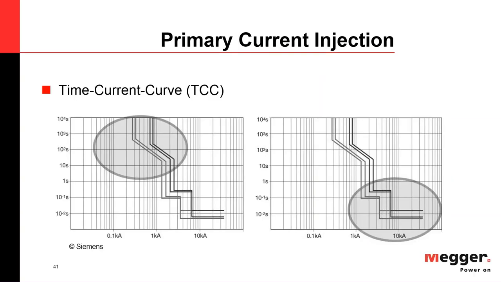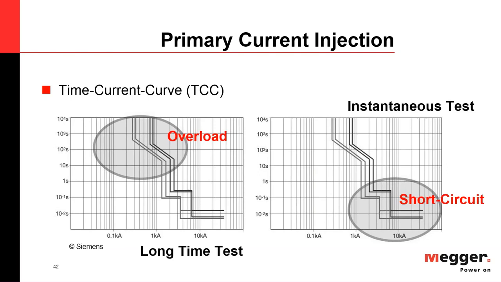Now, I pulled some time current curves, as they're called, out of a Siemens handbook, and I highlighted, for molded case circuit breakers, the two areas of interest. On the left, you can see the long time portion, and on the right, there's the instantaneous portion. And as I said, an airframe circuit breaker would have a short time in between there and an additional set of curves for the ground fault, if it has a ground fault device.